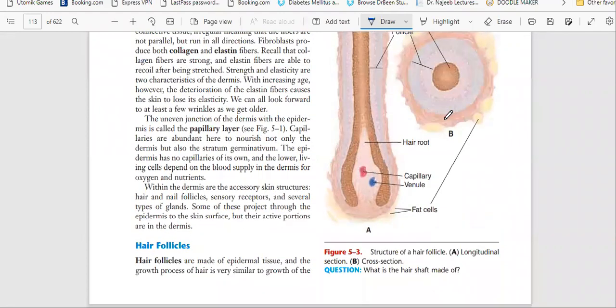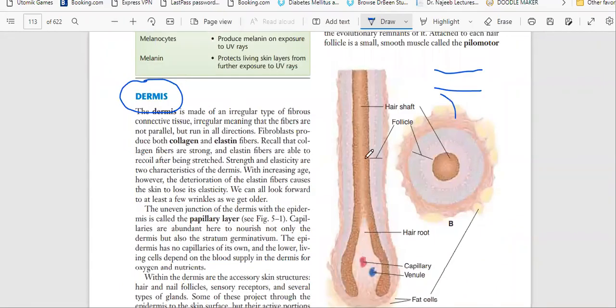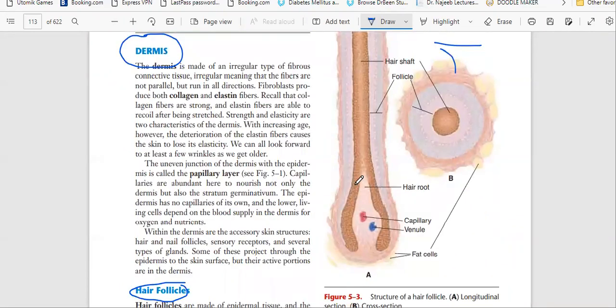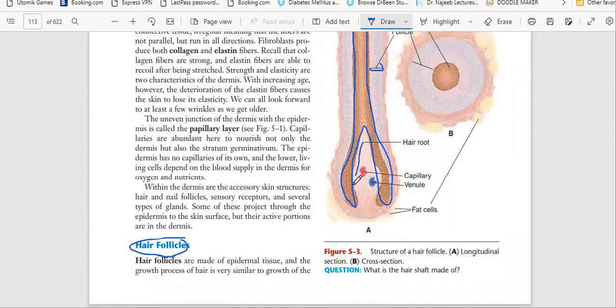Okay, so let's talk about, first, hair follicles. So basically this is the structure of hair follicles. Okay, so basically this is the hair shaft. This is the hair shaft, whatever blackish color we see, this is the hair shaft. Okay, and this is the hair follicle. Then this is the hair root.